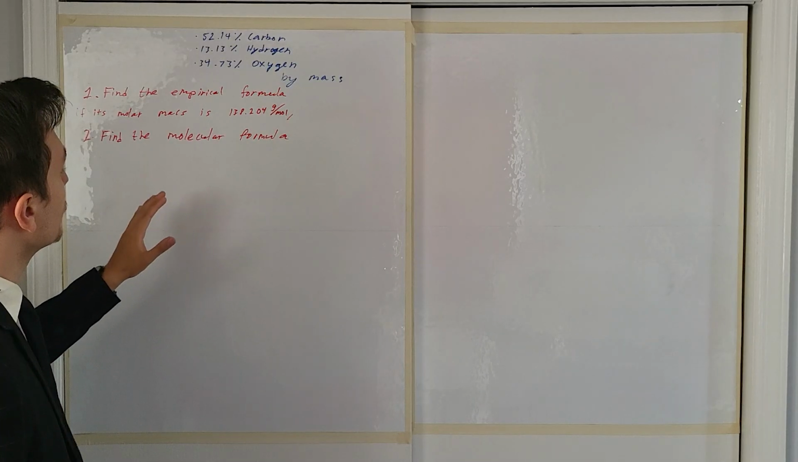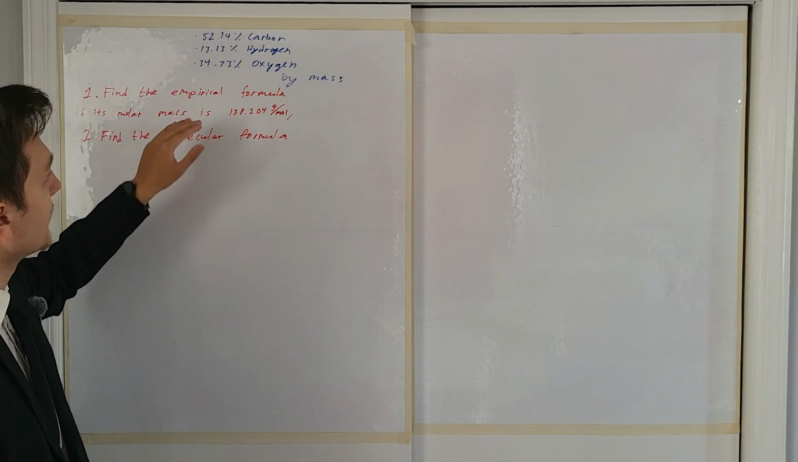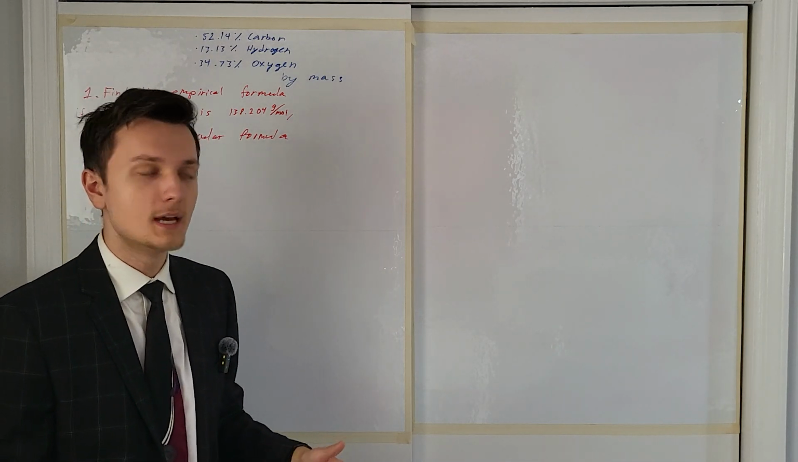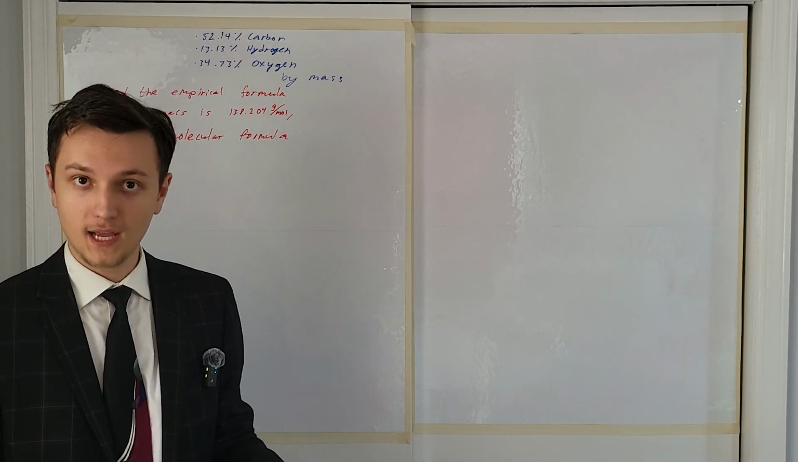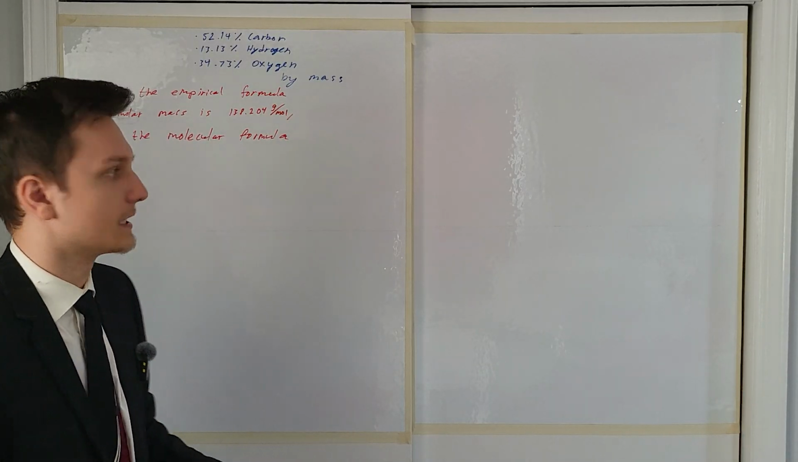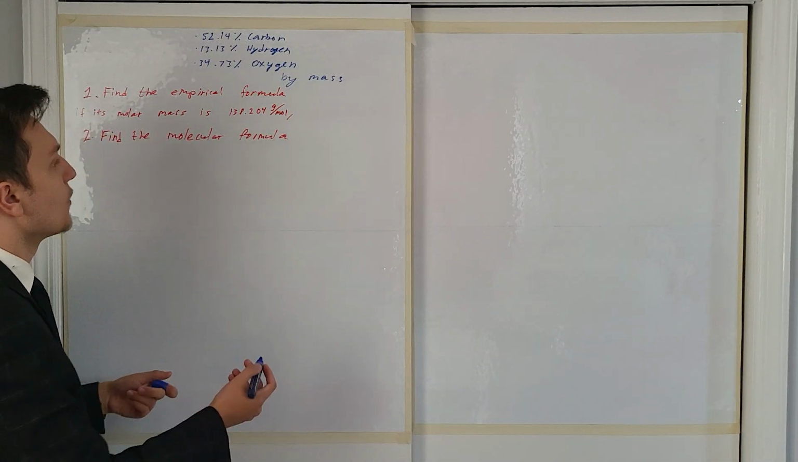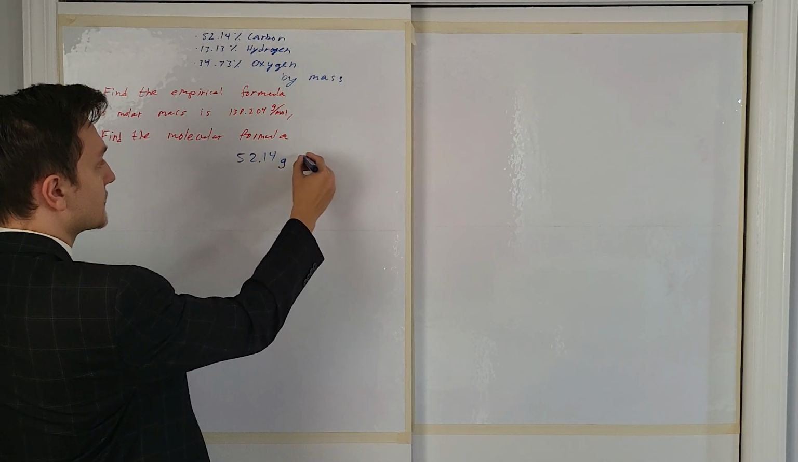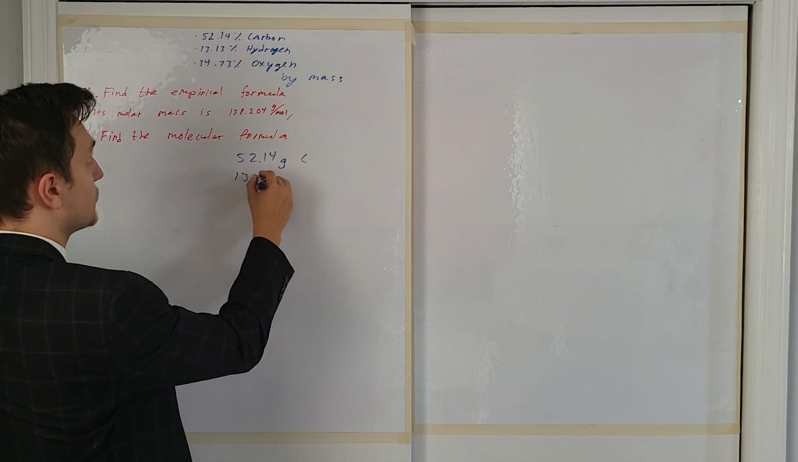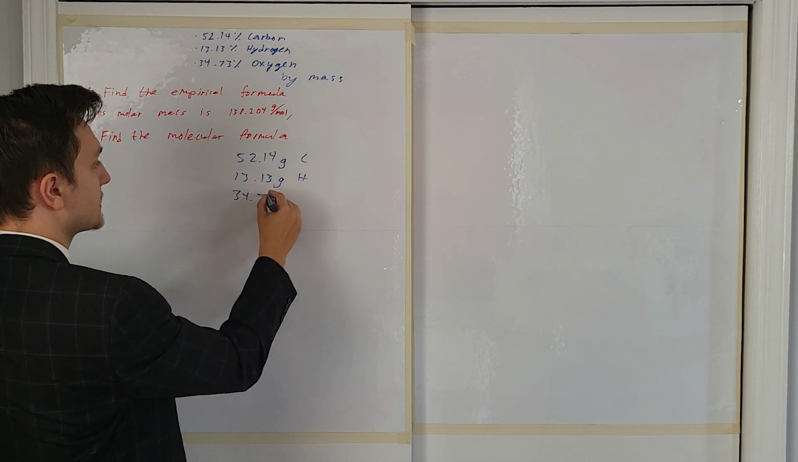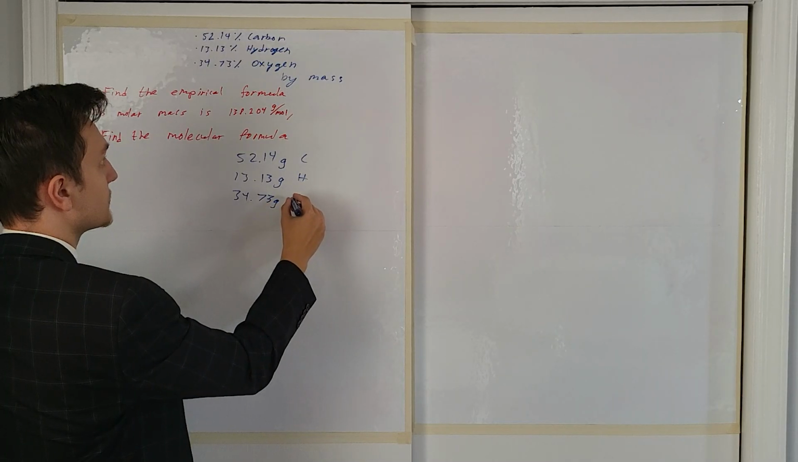So when we want to find the empirical formula and we're given percent compositions like this, we aren't told a specific total mass that we have. So just to make things easy for ourselves, I'm going to say we have 52.14 grams of carbon, 13.13 grams of hydrogen, and 34.73 grams of oxygen.